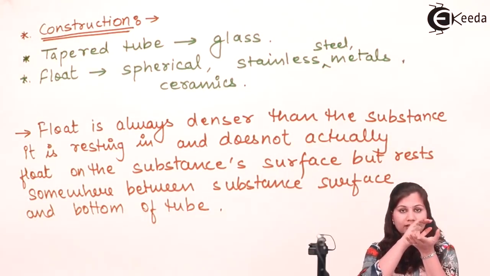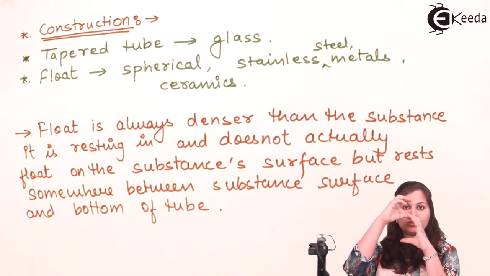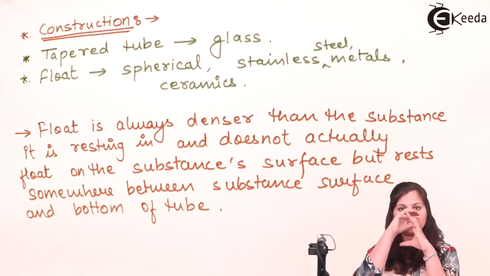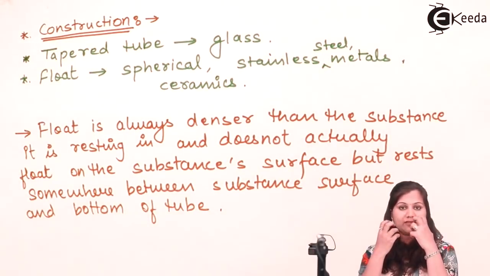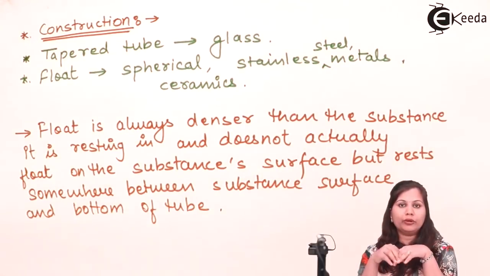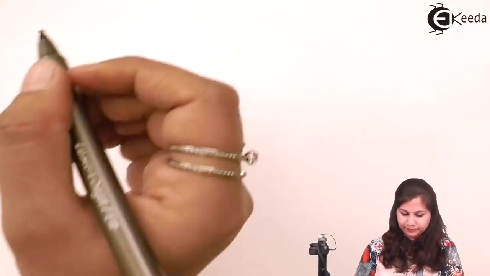It does not float on the surface of water, but it floats somewhere between the surface and the bottom of the container. So the float is not just on the top of the surface of the liquid, but it is somewhere between the surface of the fluid and the bottom of the container. So it should be made up of a material which is denser than the fluid whose flow rate we want to measure. Now let's see the diagram for the rotameters.